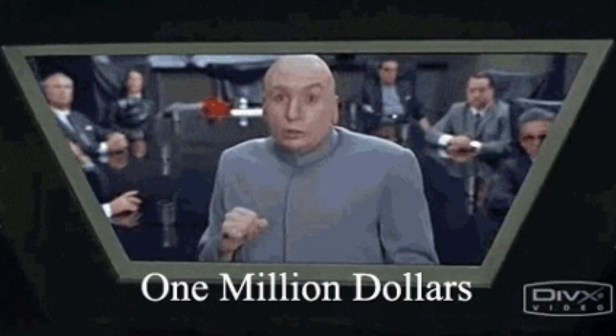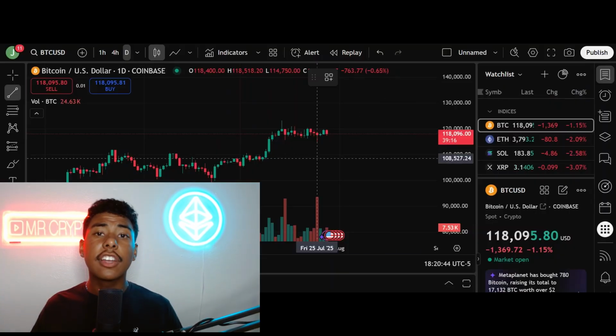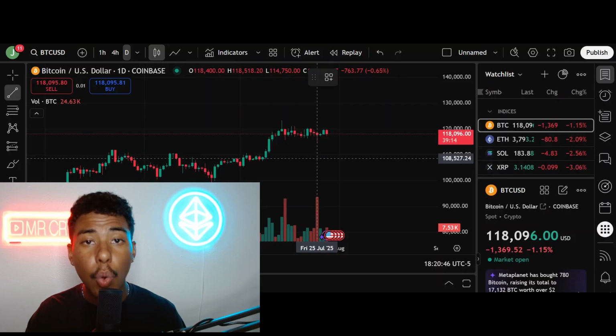Have you ever wanted to know what the crypto market will do next? Well, today I'm going to show you one tool on TradingView that will make this possible. This tool is so powerful, it could actually potentially make you millions. So let's get started.